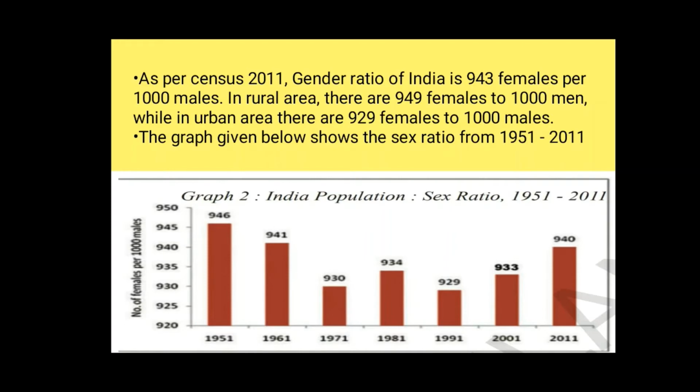But when we examine the graph closely, we see that there is a considerable increase in the female ratio from 1991 to 2011 because of the change in thinking. It is good progress. And this change is brought about because of the awareness about gender sensitivity which is created among people. So this shows that the female ratio is gradually increasing in the country.